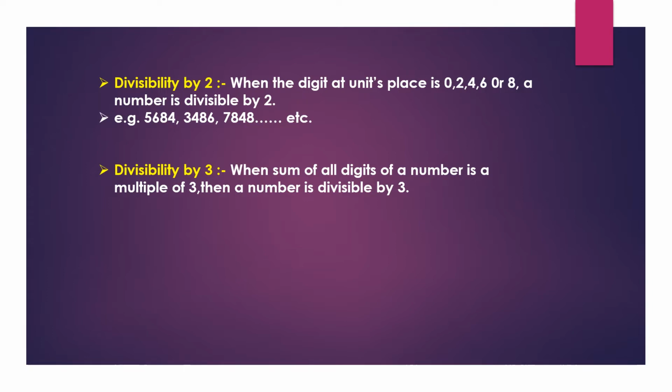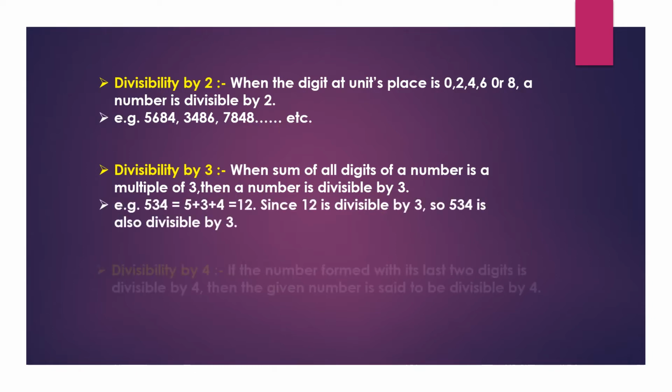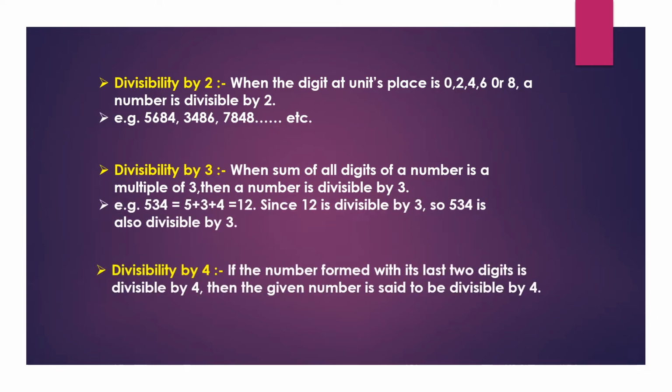Now talking about divisibility by 3, when the sum of all the digits of a number is a multiple of 3, then the number is divisible by 3. For example, let's take the number 534. Here 5 plus 3 plus 4 is equal to 12. And since 12 is divisible by 3, the number 534 is also divisible by 3.